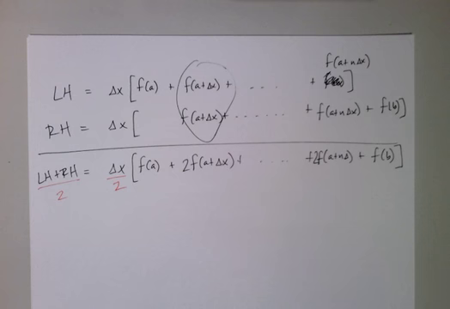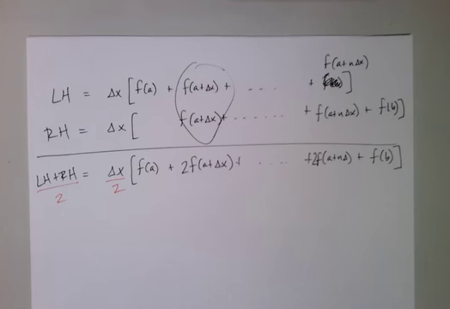Well, that's a helpful way to think about it because sometimes questions will ask you for the left hand and the right hand Riemann sum. If they ask you for the left hand Riemann sum and the right hand Riemann sum, and then they ask you for the trapezoidal approximation, don't redo the trapezoidal approximation. Just average the two answers that you already have.